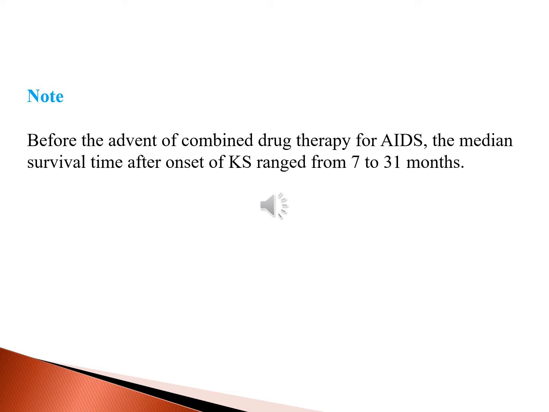It's also important to know that before the various types of combined drug therapy available to treat AIDS, if the patient developed Kaposi sarcoma, the median survival was roughly around 7 to 31 months. If the AIDS patient was diagnosed with Kaposi sarcoma, the survival time would be somewhere between 7 to 31 months.